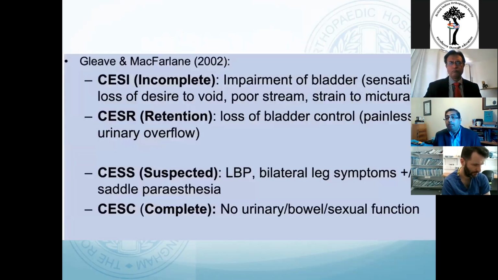Gleave and McFarlane, again two spine surgeons from the UK, have classified cauda equina into four categories. CESI, incomplete: there is some impairment of bladder function, like sensation loss, loss of desire to void, poor stream, strain to micturate. And CESR, when there is loss of bladder function, painless retention with urinary overflow. They also classified CESS, a suspected category, and CESC, which means complete. In this one, there's no bladder, bowel, or sexual function. This CESI and CESR are the most important in our clinical practice.